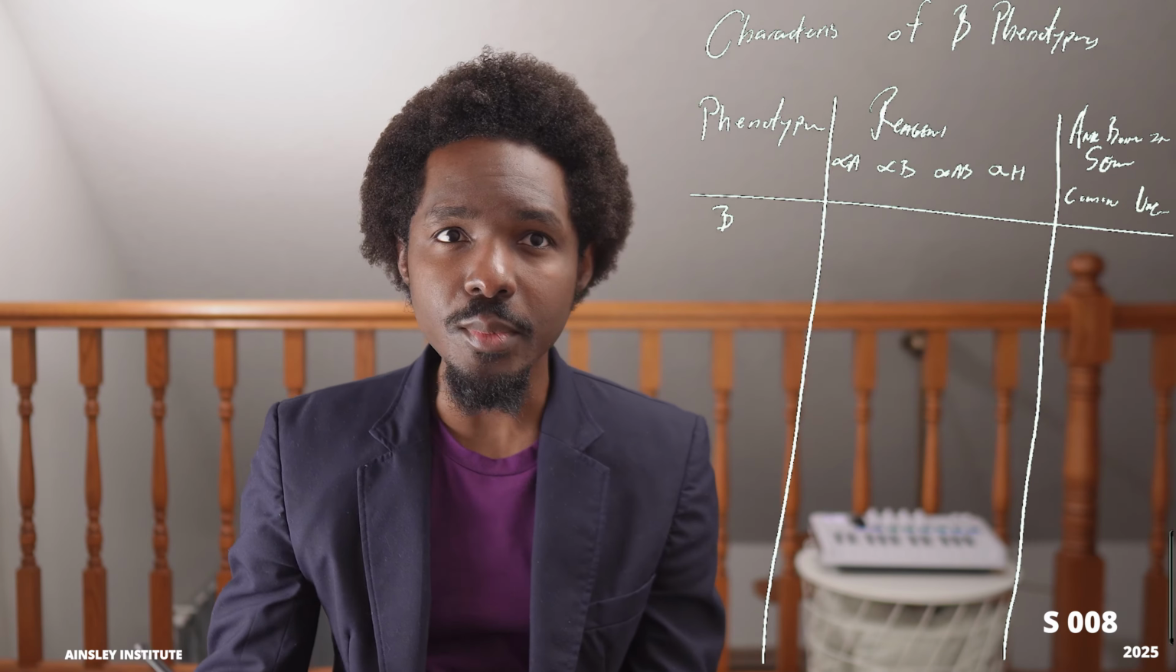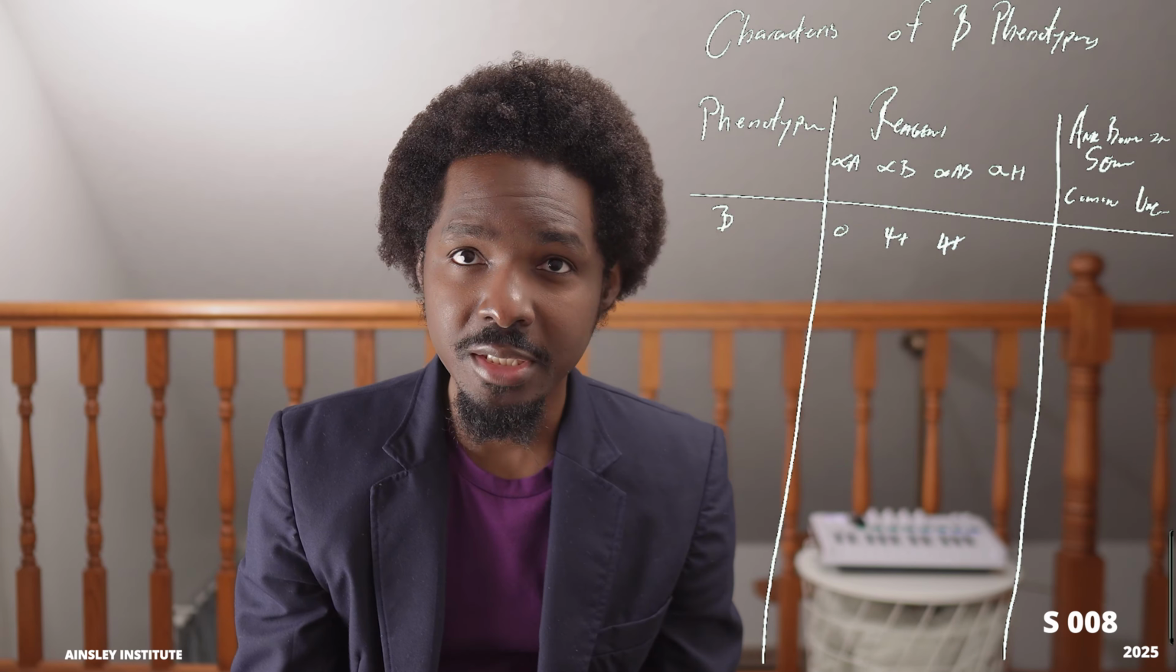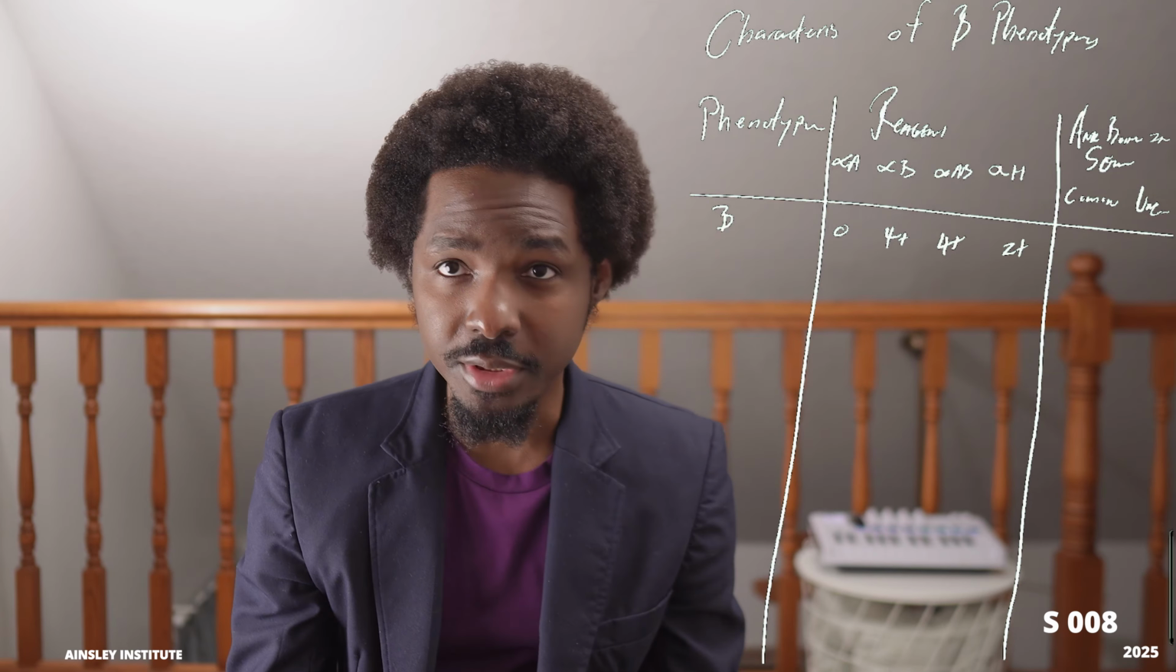Now let's start with the B. A regular B individual, we're expecting no reaction in the A. We're expecting a 4+ reaction or a strong reaction in the B, a strong reaction in the AB. And for the anti-H, we're expecting about a 2+ reaction.